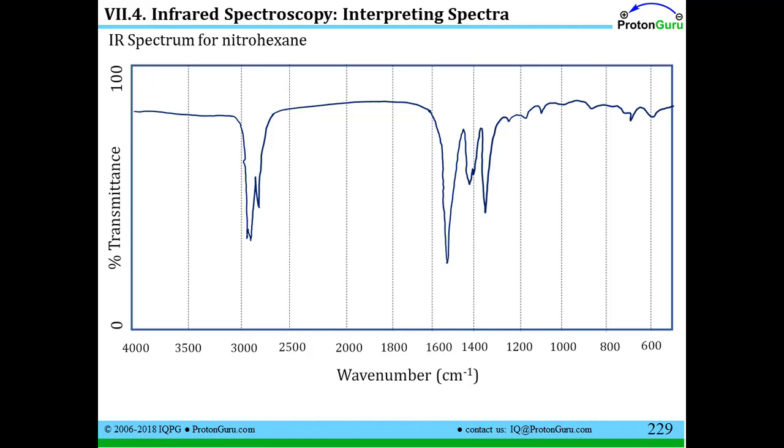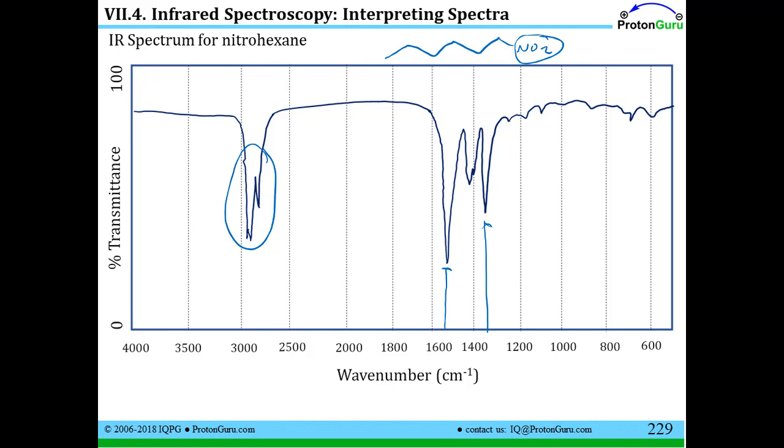How about nitrohexane? Well, this is just hexane with a nitro group on there. And remember, the nitro group gives you peaks around 1550 and 1350 that are pretty strong. Of course, we still have some CH stretches just to the right of 3000. So we could identify this as some type of nitro-containing alkane.